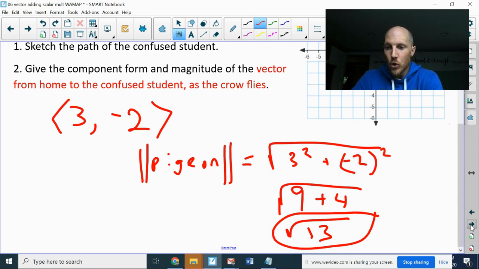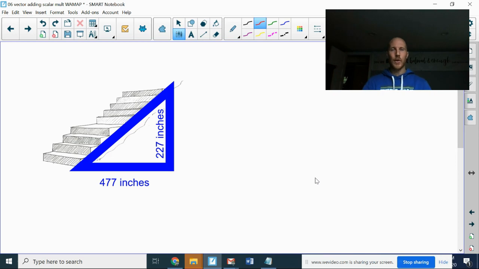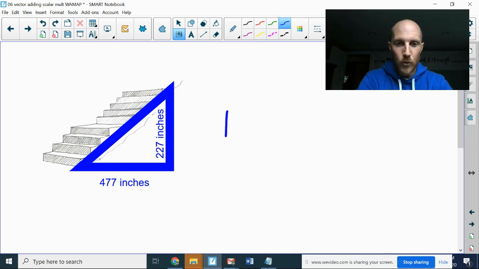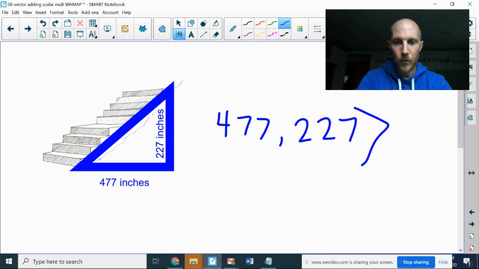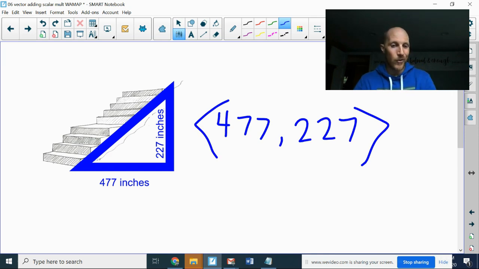Awesome. So we're going to come back and revisit this in a little bit, but let's move on for the time being. Speaking of things that happened in the past, you remember the staircase from the escalator problem? We basically found the component form of the staircase, right? We found the horizontal length of the whole entire staircase was 477 inches. The vertical height, the elevation change of the staircase, is 227 inches. We could write that into component form, right? Because we basically found the x component and the y component. We didn't describe it in those words, but basically that's what we did.